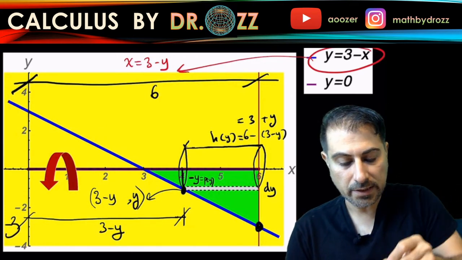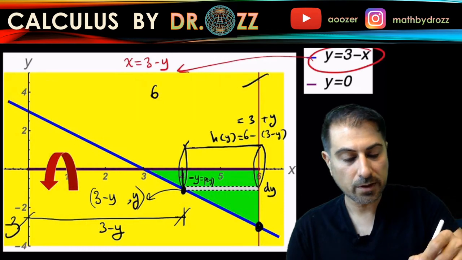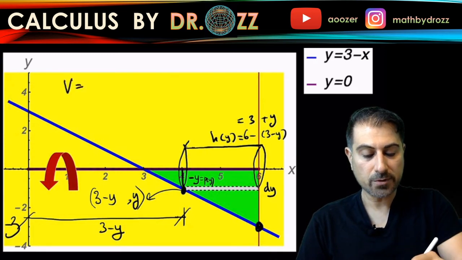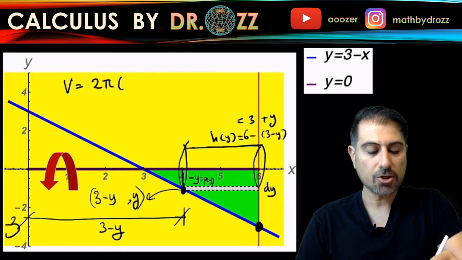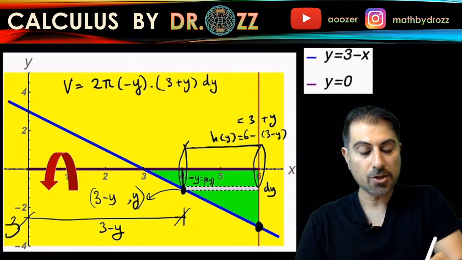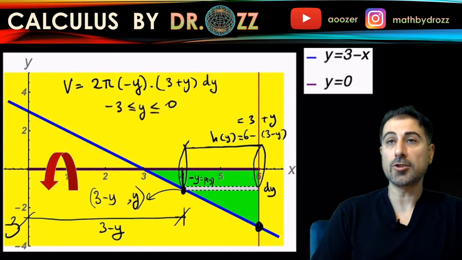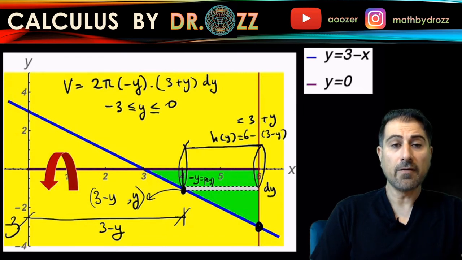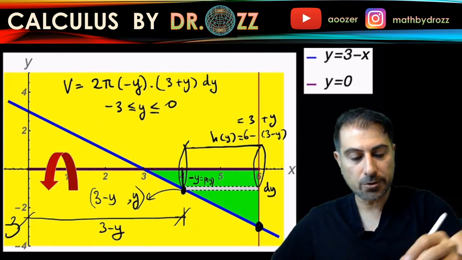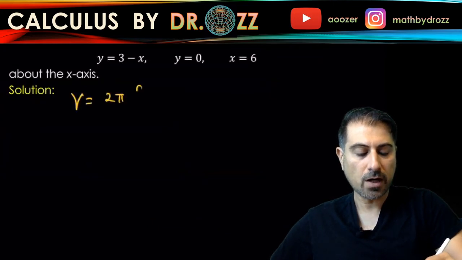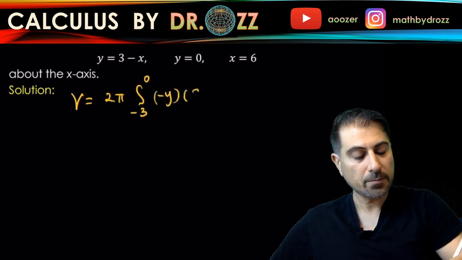Okay, so let me just clean this part, and I want to write down the volume formula here. The volume of the representative shell is going to be 2 pi times p of y, which is negative y, times h, which is 3 plus y, times dy. And as I said, all the y's range between negative 3 and 0 within the green region. All right, I think we're all done setting up the volume of the representative shell and knowing the y limits within the region. We can go back and write down the volume integral as 2 pi integral from negative 3 to 0, negative y times 3 plus y, times dy.